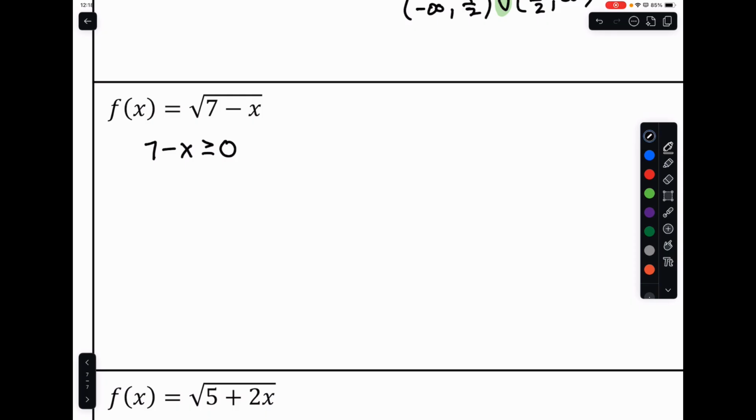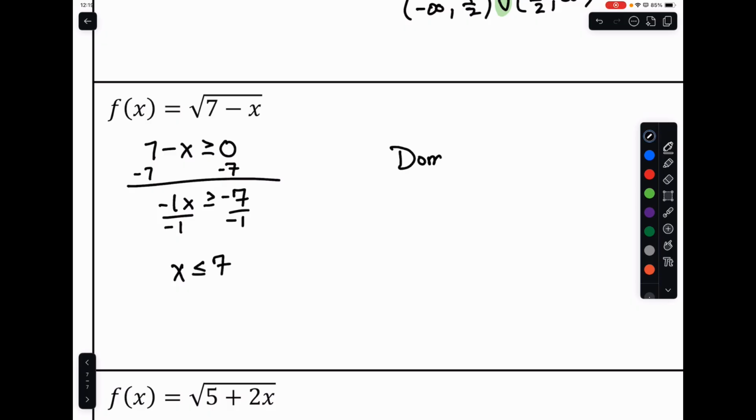So to solve this equation, we're going to subtract 7 from both sides. We end up with negative 1x is greater than or equal to negative 7, and we're going to divide by negative 1. Now recall from Algebra 1, when solving inequalities, anytime we divide or multiply by a negative number, the inequality symbol is going to switch directions. So x will be less than or equal to positive 7. So that is your domain.